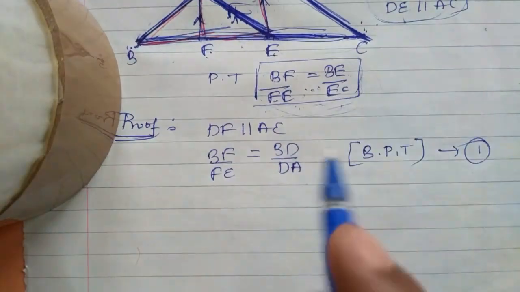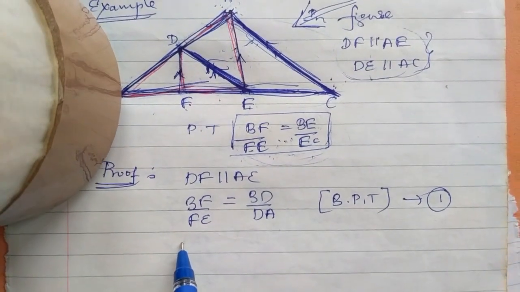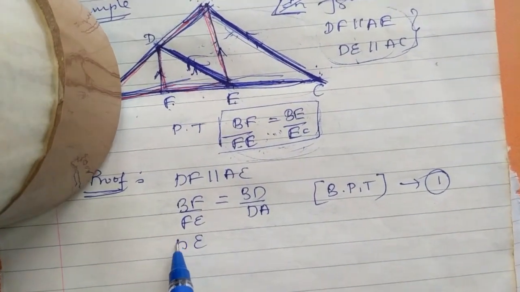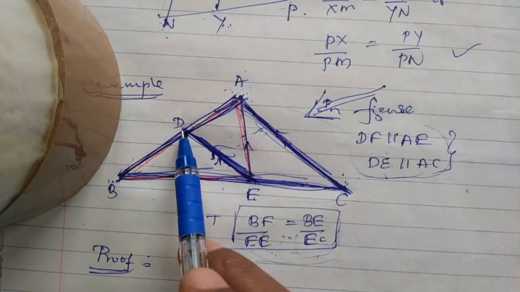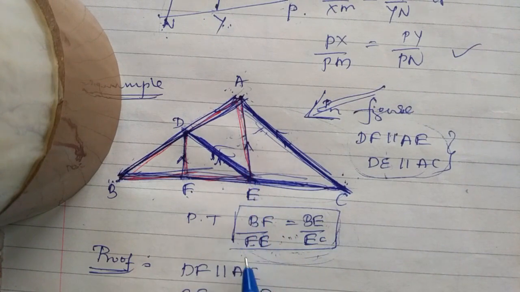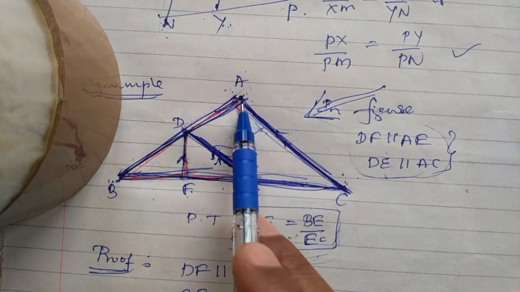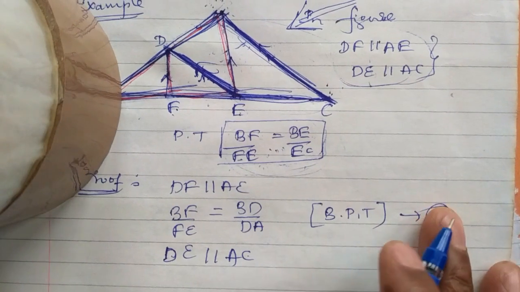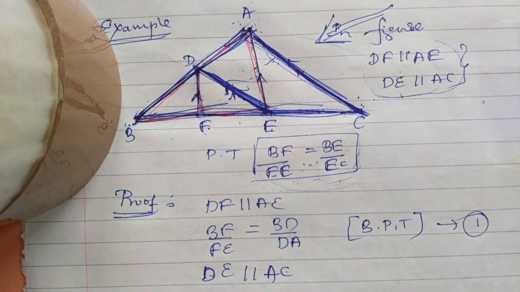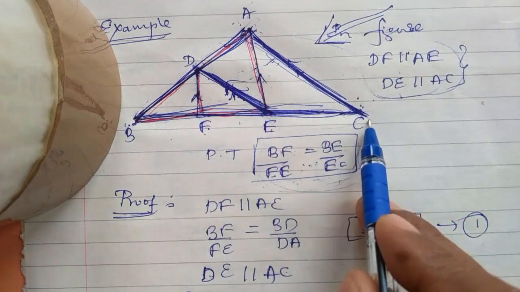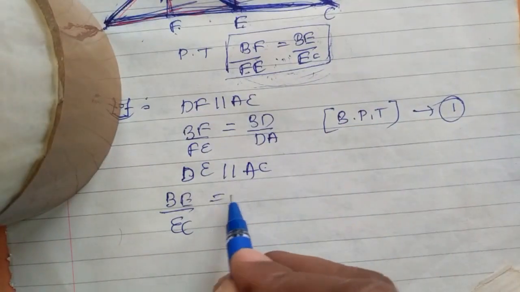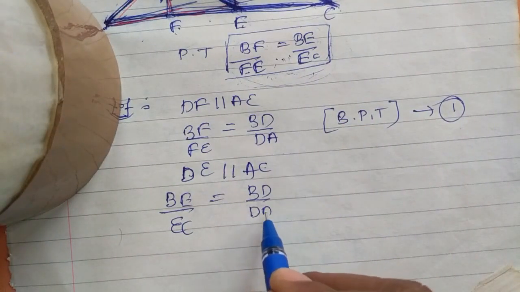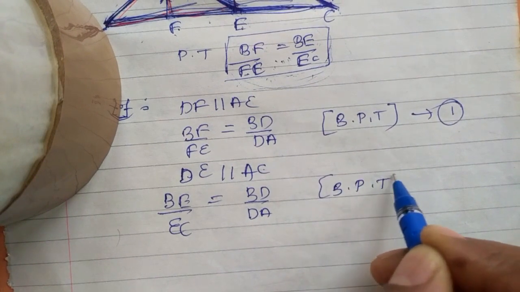So therefore, because DE is parallel to AC, look, before, these two were parallel and we got one result. Now this time DE and AC are parallel. Therefore, what's your result? When these two are parallel, BE by EC is equal to BD by DA. This is also because of the BPT.